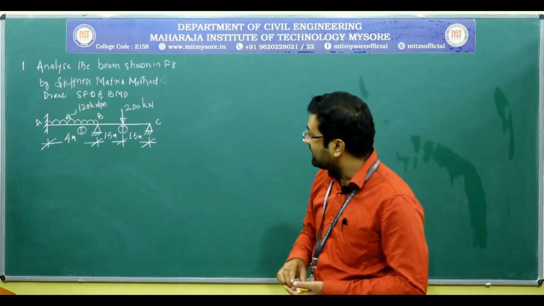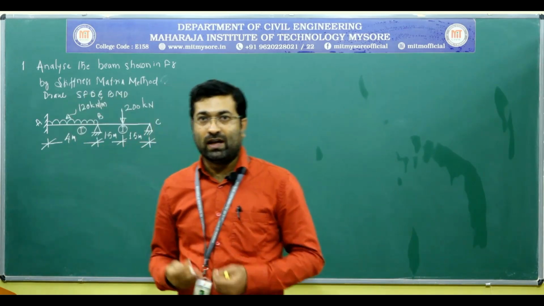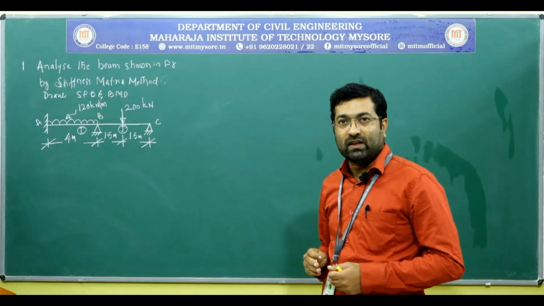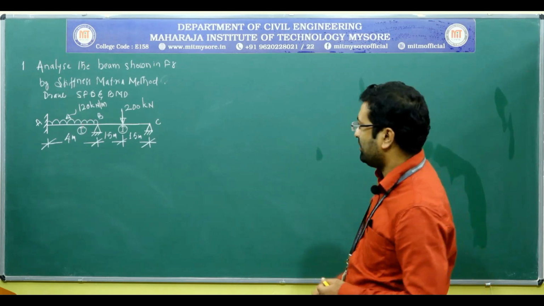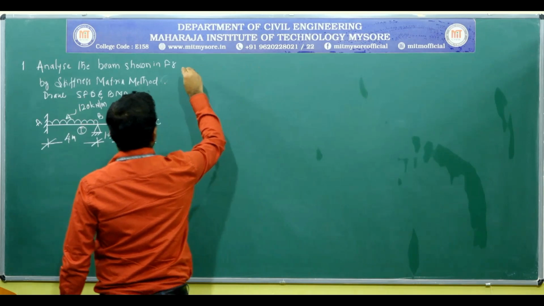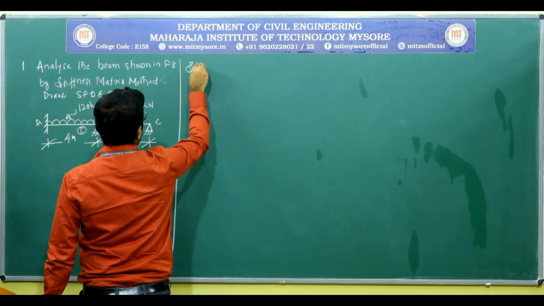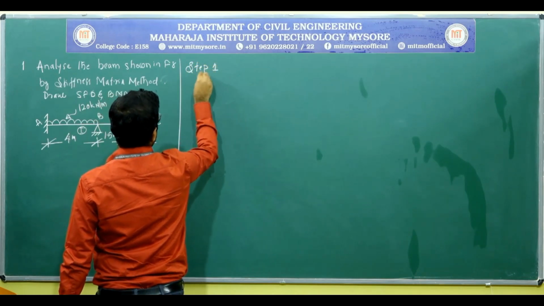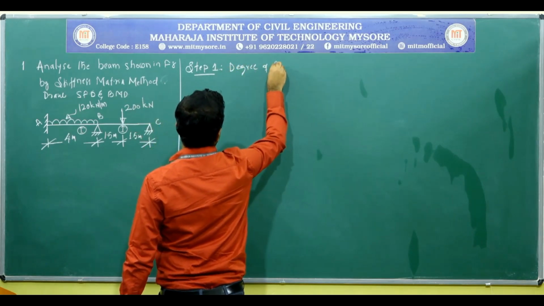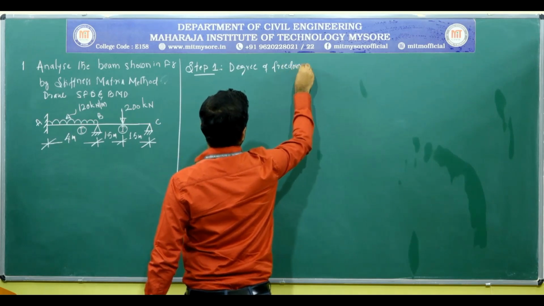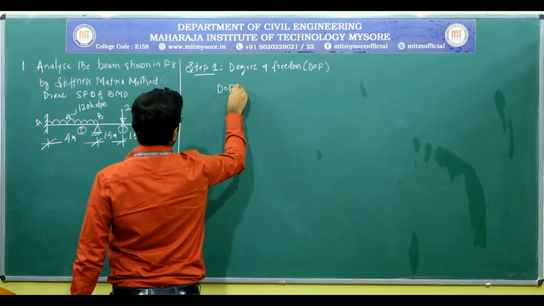Okay. So, as we have discussed earlier how to use the stiffness matrix method, based on that let us try to analyze this continuous beam and we will try to draw the shear force and bending moment diagram. Okay. So, here our first duty is to determine the degree of freedom, or even we can call it as DOF. So, DOF is equals to.